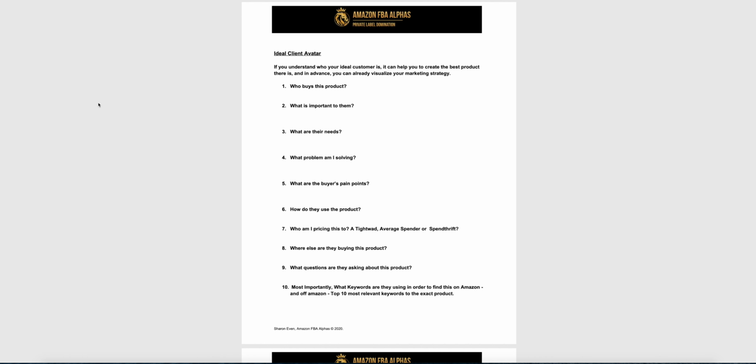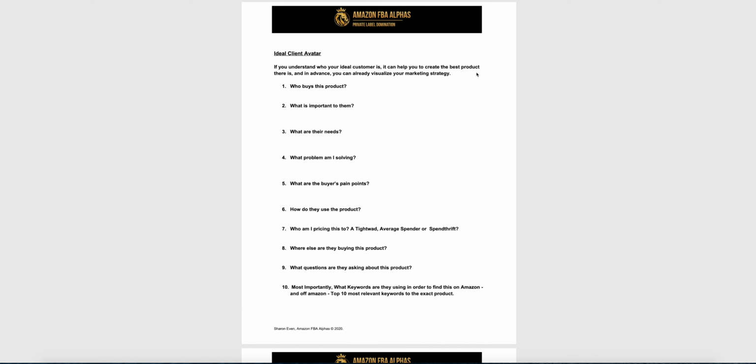We are going to build ourselves an ideal client avatar. The reason that I think this is extremely important is because I've been coaching for so long and I've seen a lot of different types of sellers. One of the things that I notice a lot is that not always do sellers, or in general anyone who sells physical products, really understand who their customer actually is. And I think it's something that's very important to know.